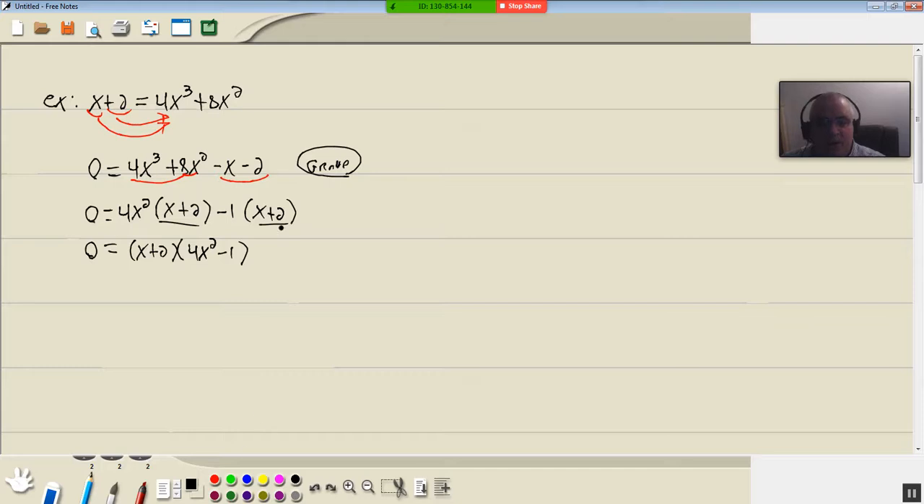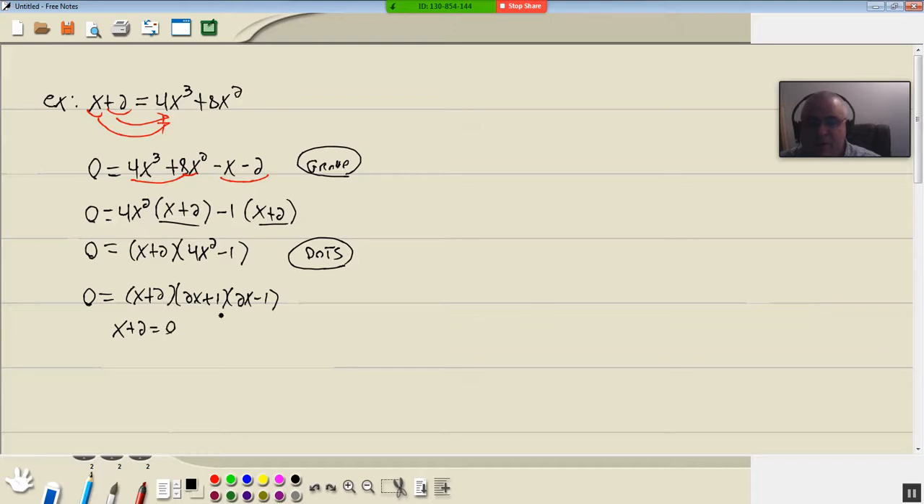Now 4x squared minus 1, that's a difference of two squares, because we've got two terms with a minus sign in it. And that factors as x plus 2 times 2x plus 1 times 2x minus 1. Now the zero factor property says you get 0 on one side, you factor the other side, you're going to set each factor equal to 0. So I'll set x plus 2 equal to 0, 2x plus 1 equal to 0, and 2x minus 1 equal to 0. We have three factors, but it's the exact same principle as what we saw before.